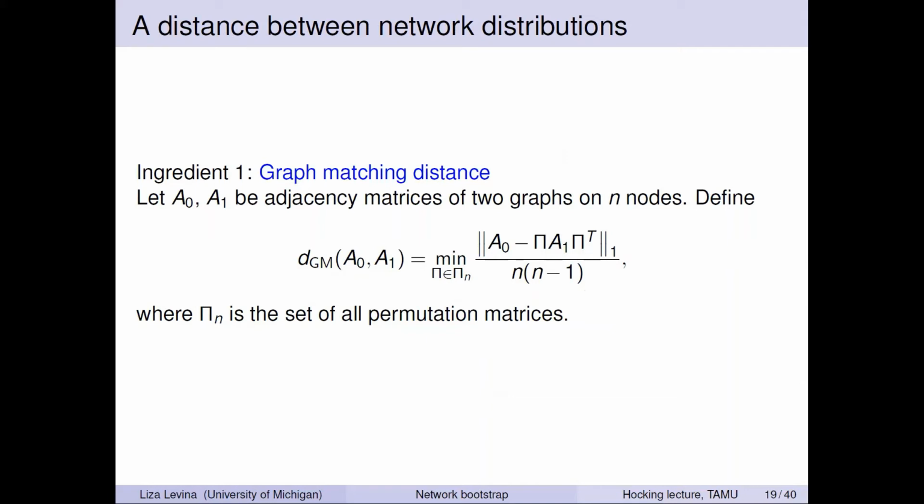The nodes are unlabeled. So I can rotate the nodes, I can apply any permutation, and it'll be the same graph, right? The graph is the same. So it wouldn't be a good idea to just take a matrix distance, like a Frobenius norm of the difference or something, because there's the permutation. So the way the graph matching distance is defined is exactly taking that into account. You look at the differences between your two matrices, but you have to take the best possible alignment, so over all possible permutations, and this is just normalized. So this is called the graph matching distance.